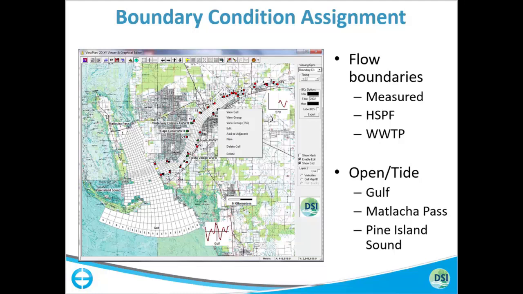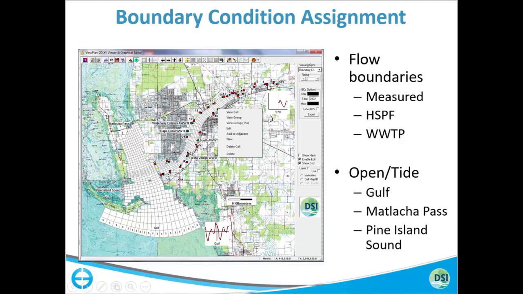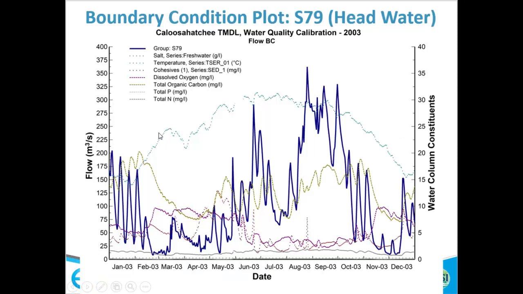When you try to create a new boundary group, if you right click in the boundary condition viewing option, these are the options that you will get. You can choose to create a new one, or if you have multiple boundaries you can just check add to adjacent. Here the boundary conditions were created based on measured data, HSPF output, and wastewater treatment plant hydrographs. There were 3 locations where we had open boundaries. This is the figure that you would get if you extract the boundary condition over here, S79. I'm not going over it again.